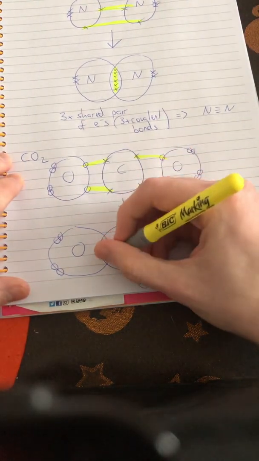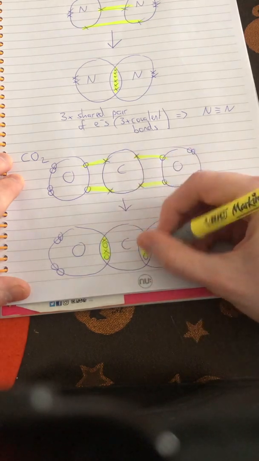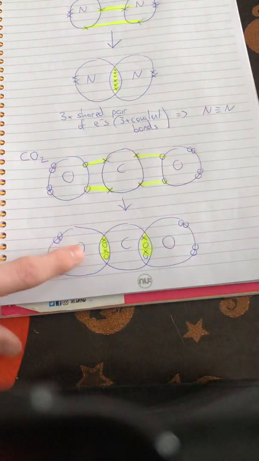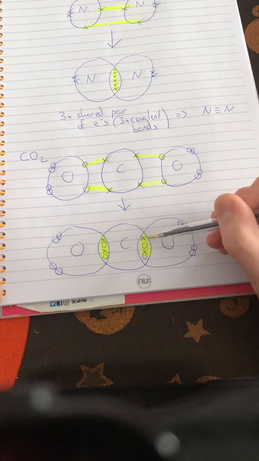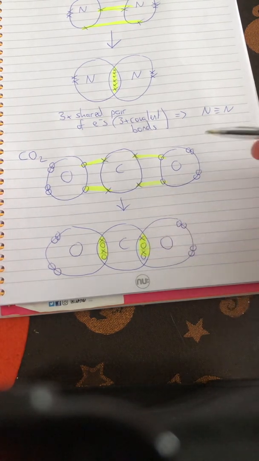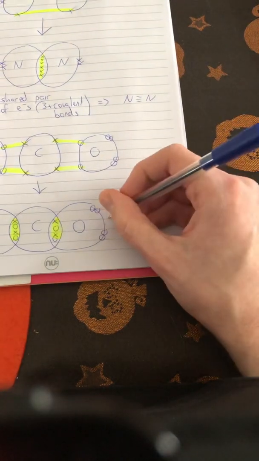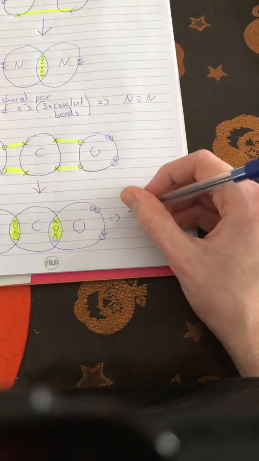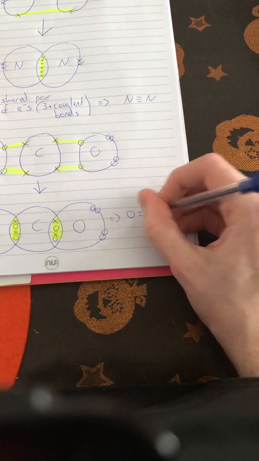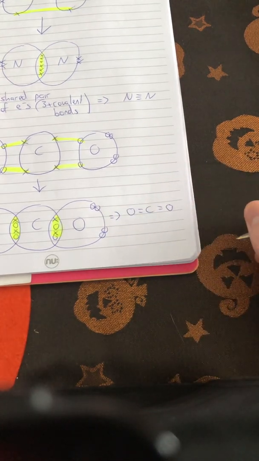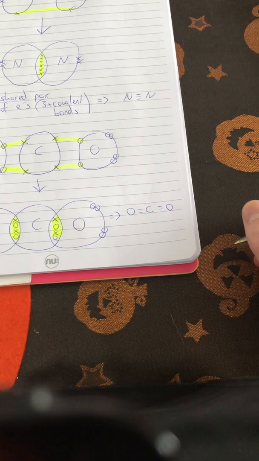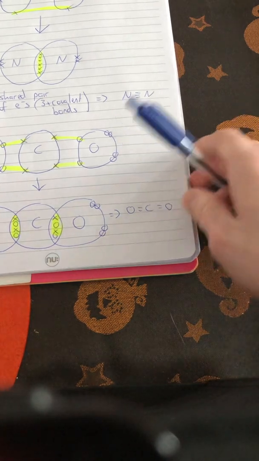So that's our bonding electrons. We've got two pairs, XO, XO, and we've got two pairs here, XO, XO. So if we draw that out, carbon dioxide would look like this: O, double bond, C, double bond, O. And that's what that looks like.